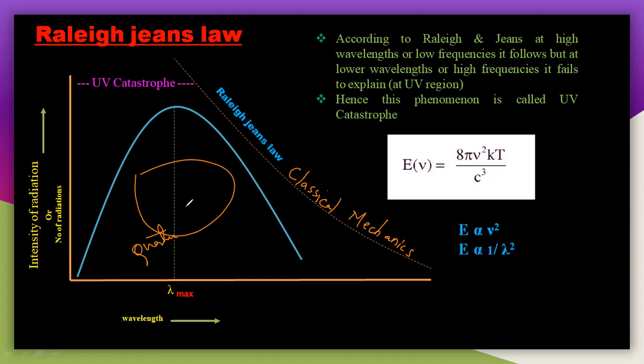So according to classical mechanics, Rayleigh and Jeans, em cheppinante energy perugalante manam wavelength ni taggiyali. So wavelength taggisthe energy perugali. So ade ikkada jarugutundi anna formula prakaranga, first higher wavelengths daggara correct avutundi.